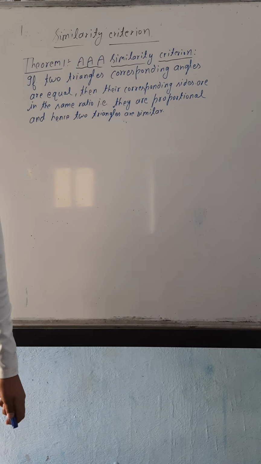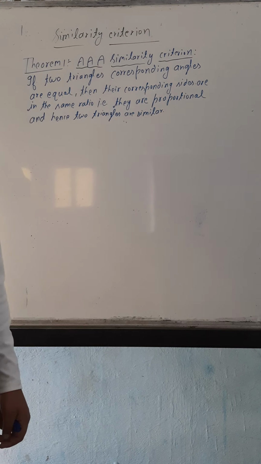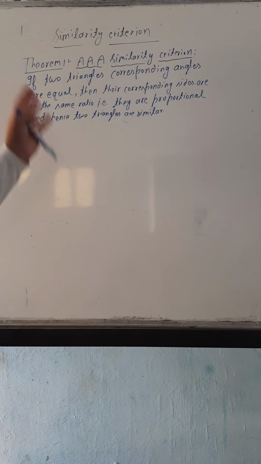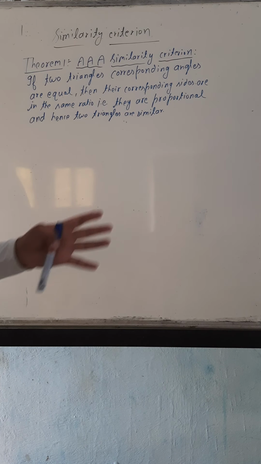In the case of congruence, where triangles are congruent, there are many criteria we have done, like the RHS rule, angle side angle, and side angle side. These are some congruence rules. Today we are going to discuss the similarity rules: how two triangles can become similar.